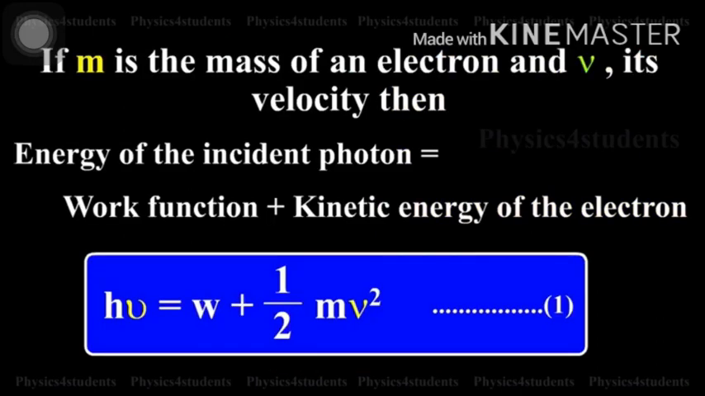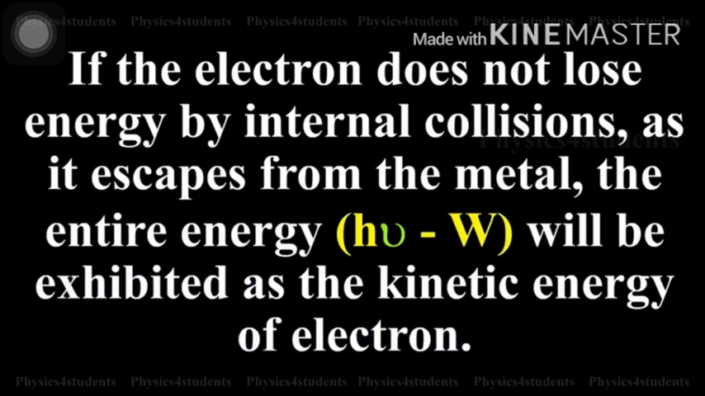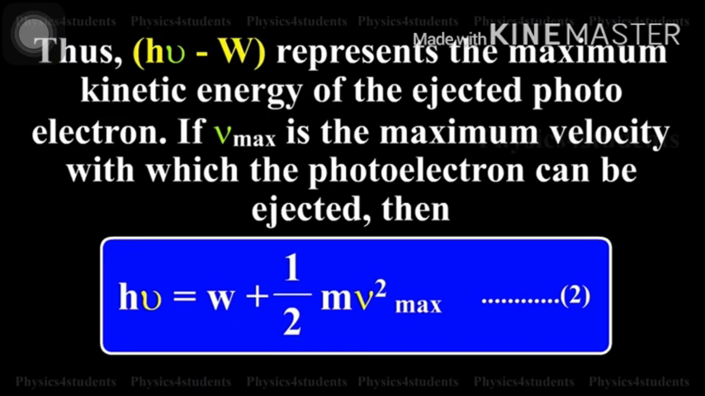Now, if m is the mass of an electron and v its velocity, then energy of the incident photon according to conservation of energy is equal to work function plus kinetic energy of the electron. So h nu is equal to work function plus half m v square. Now, if the electron does not lose any energy by internal collisions as it escapes from the metal, the entire energy will be exhibited as the kinetic energy of the electron and will be equal to h nu minus W, where W is the work function. Thus, h nu minus W represent the maximum kinetic energy of the ejected photoelectron.